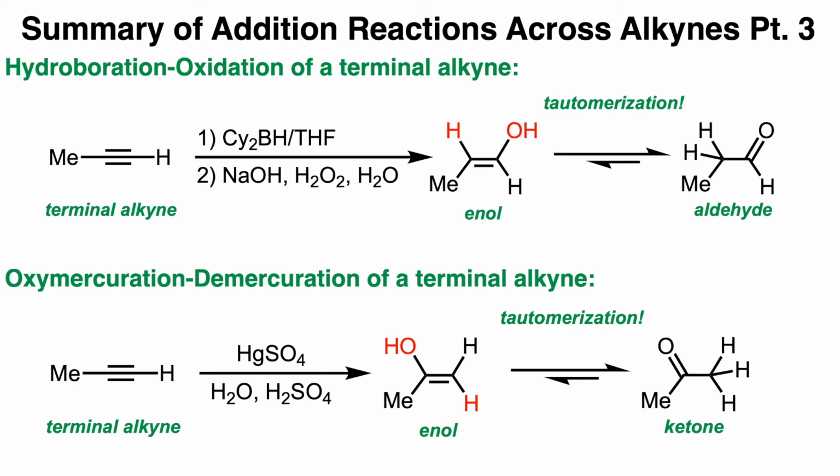So in summary, there are two ways to undergo hydration across an alkyne. Hydroboration-oxidation first adds an alcohol group to the less substituted side of the alkyne through anti-Markovnikov's rule, but then the enol tautomerizes into an aldehyde. And oxymercuration-demercuration adds an alcohol group to the more substituted side of the alkyne through Markovnikov's rule, but then the enol tautomerizes into a ketone.